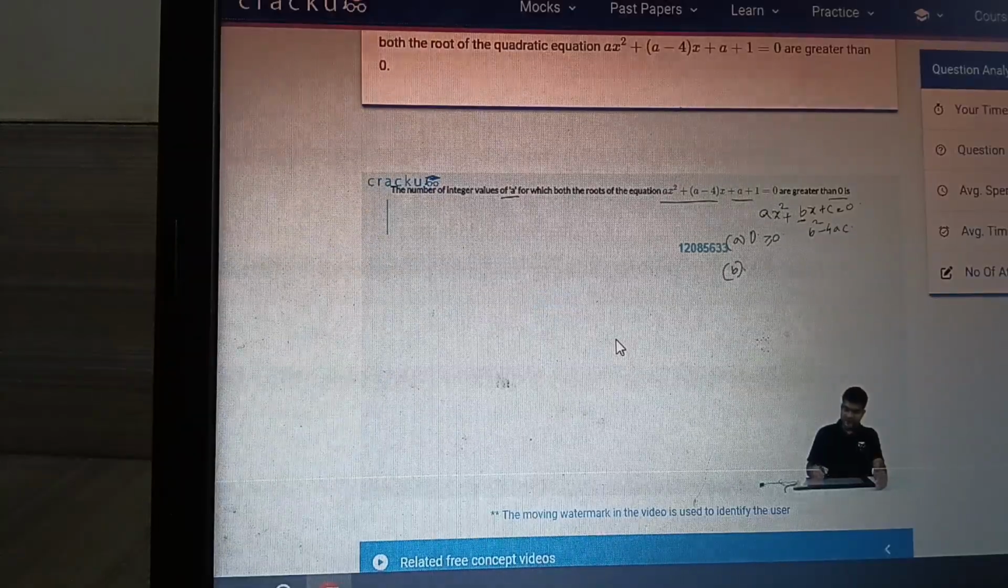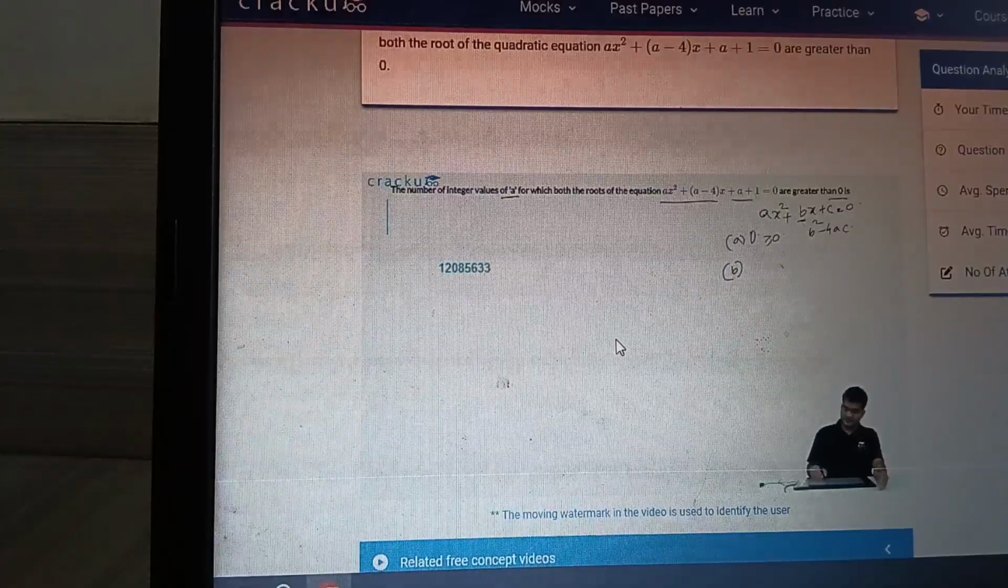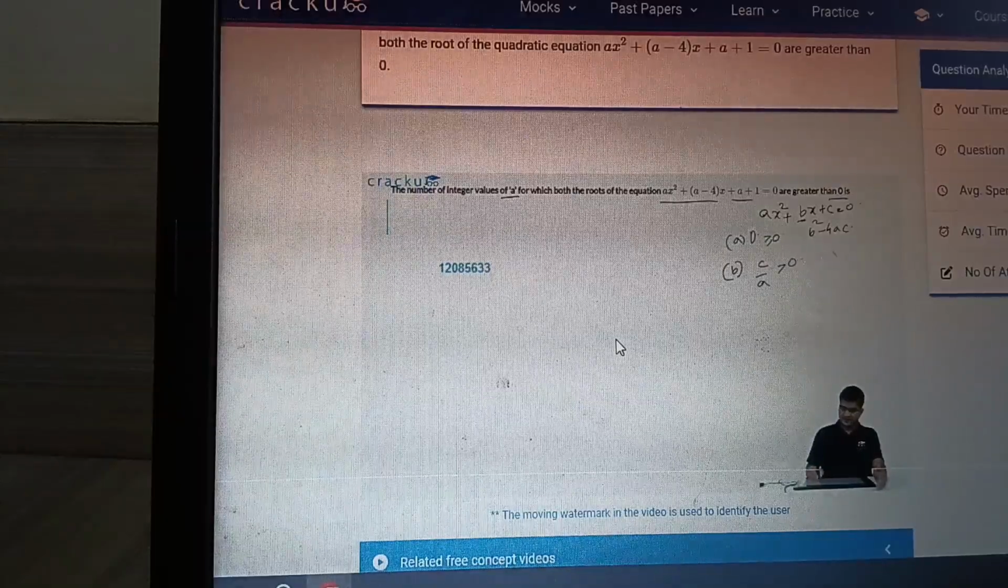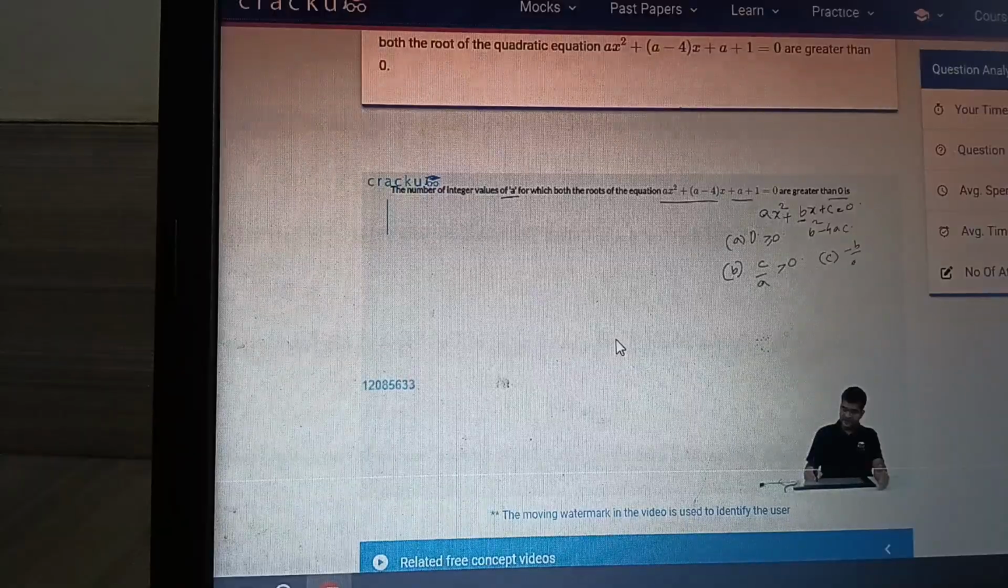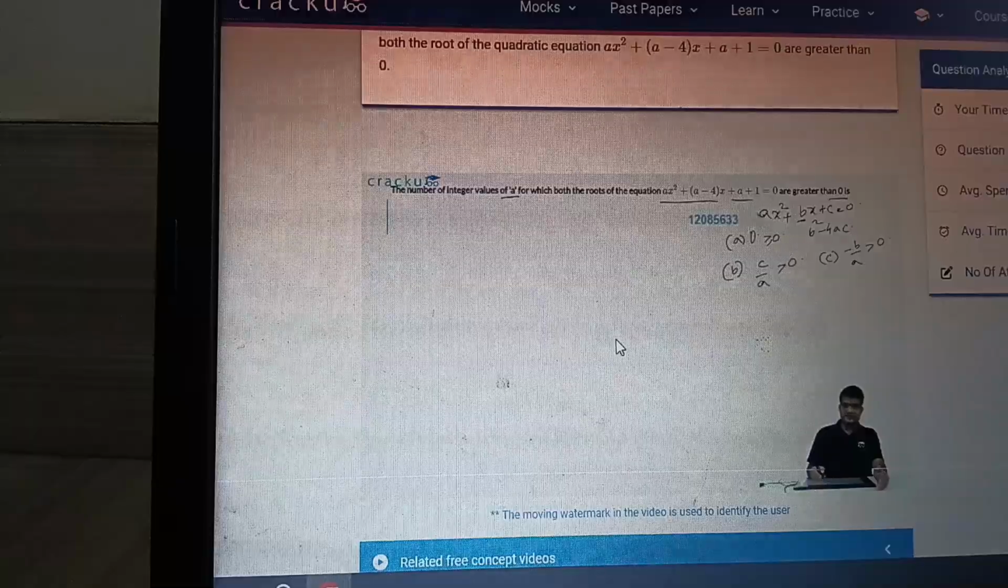Similarly, if you have both the roots to be positive, then the product of the roots has to be positive. What is the product of the roots? That is c by a, which has to be positive, and the sum of the roots also has to be positive. What is the sum of the roots? That is minus b by a. This also has to be positive. So in this particular case, we will check for all the three conditions.